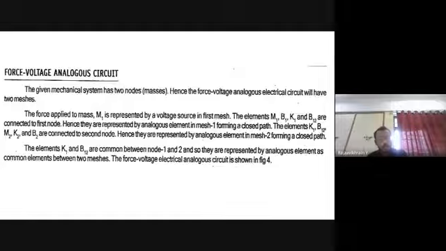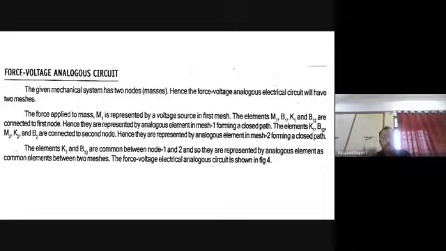Now we are entering into the force voltage analogous circuit. Just a recall: mass, spring, and damper. You have the mechanical translation system diagram with 3 elements. The equivalent element representation in the electrical system is resistance, capacitance, and inductance. So the damper is equivalent to resistance, the mass is equivalent to inductance, and the spring is equivalent to capacitance. This is for the force voltage analogy.